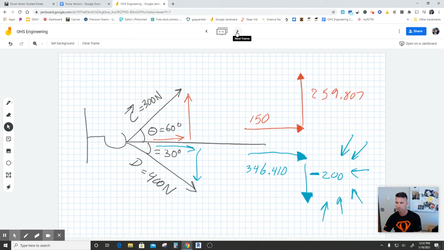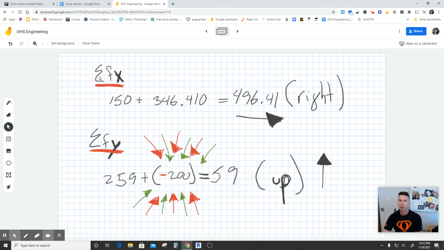That's really important. So we're going to take these four numbers, notice our x values and our y values, we're going to add them together. So you should remember our symbol sigma. So sum of our forces in the x direction.